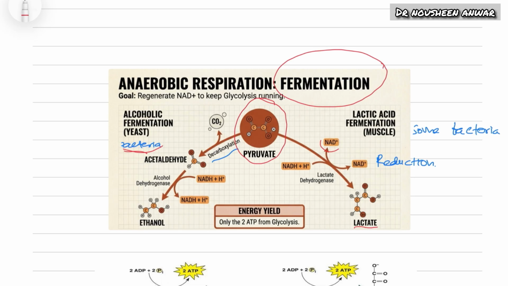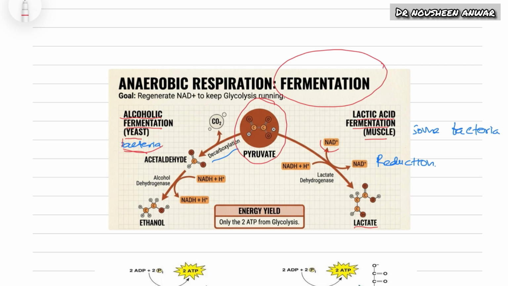Now, if this is anaerobic respiration, there are two types of anaerobic respiration according to where it takes place. One is alcoholic fermentation, that usually occurs in yeast and bacteria. The other is called lactic acid fermentation, that occurs in muscles. Some bacteria also do lactic acid fermentation.